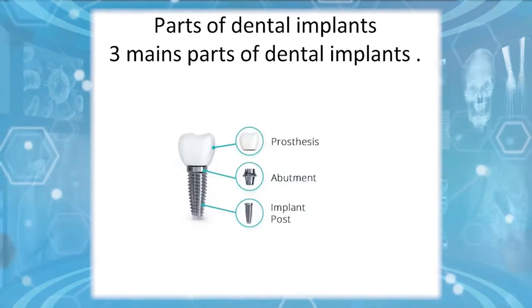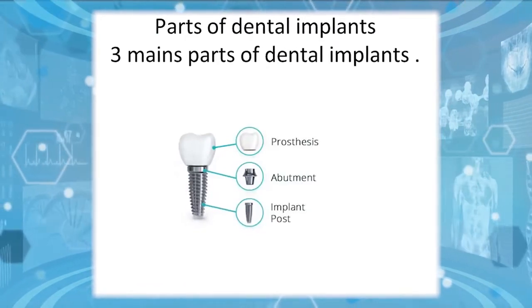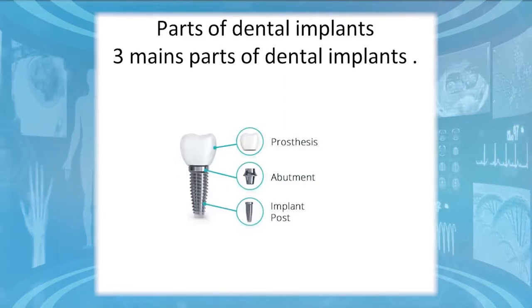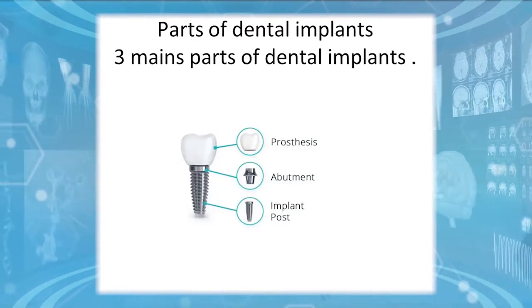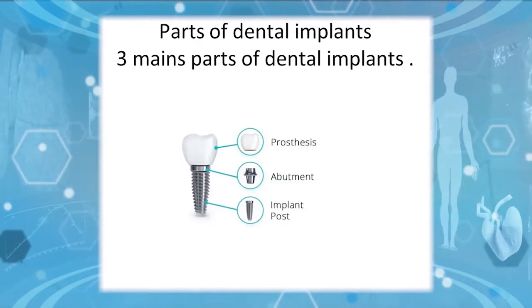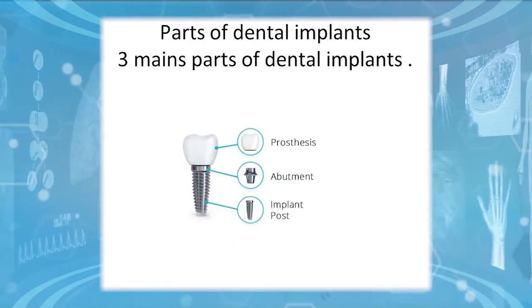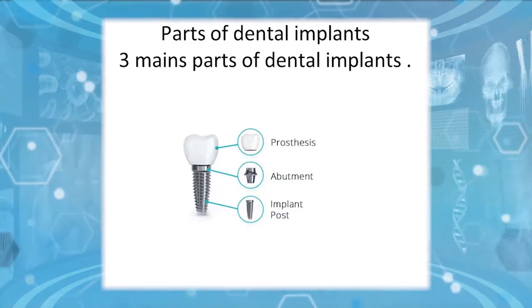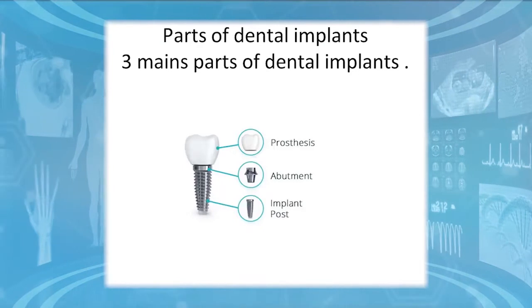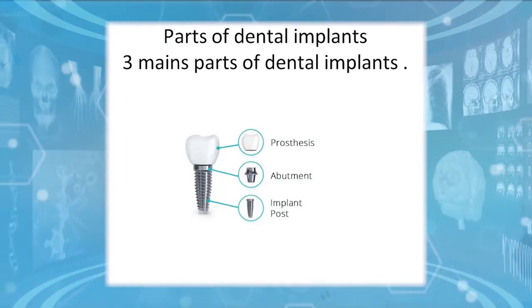So what are the parts of dental implants? Dental implants have three main parts: prosthesis, abutment, and implant. The implant is the part which is surgically placed in the human bone, and the crown will be attached to the implant by another component known as the abutment.